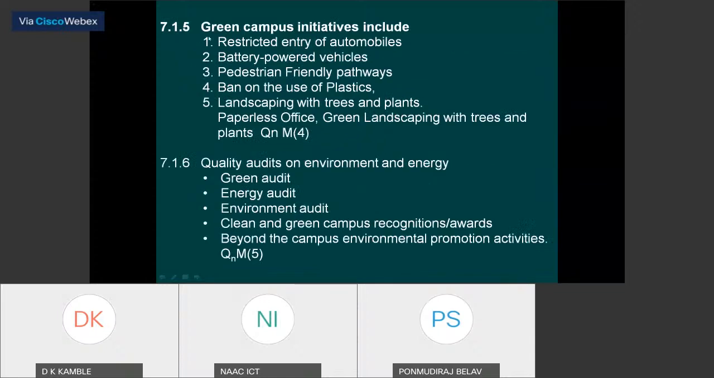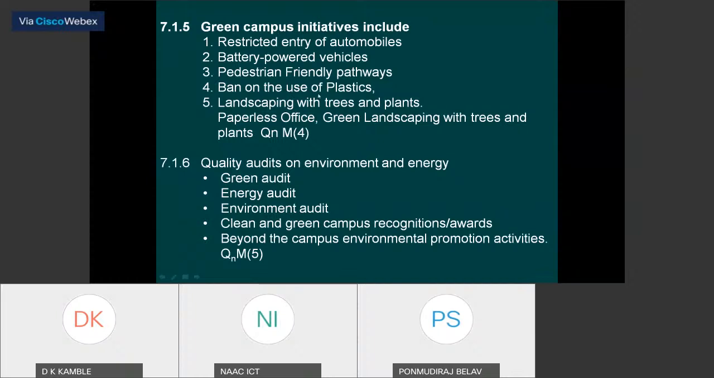Then here, one more, 7.1.5, green campus initiatives, including restricted entry of automobiles. It is an easy method. All institutions should follow this. So kindly paste banners in each corner of the institution. Not allowed automobiles, meaning outside automobiles are not allowed in the college premises. Battery powered vehicles, pedestrian friendly pathway, take a photo of that.